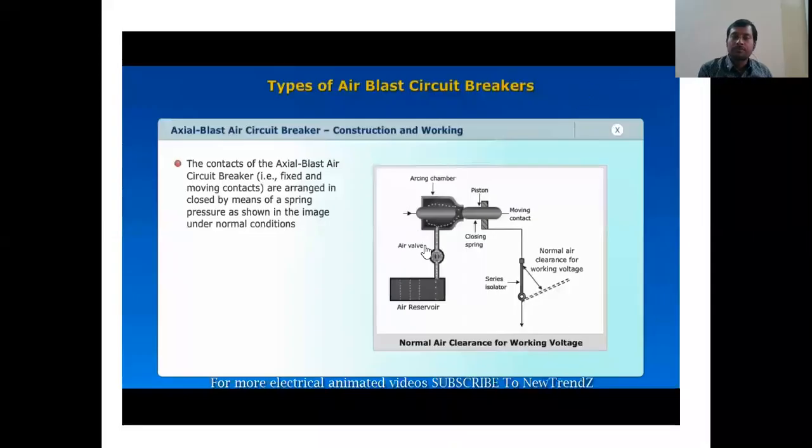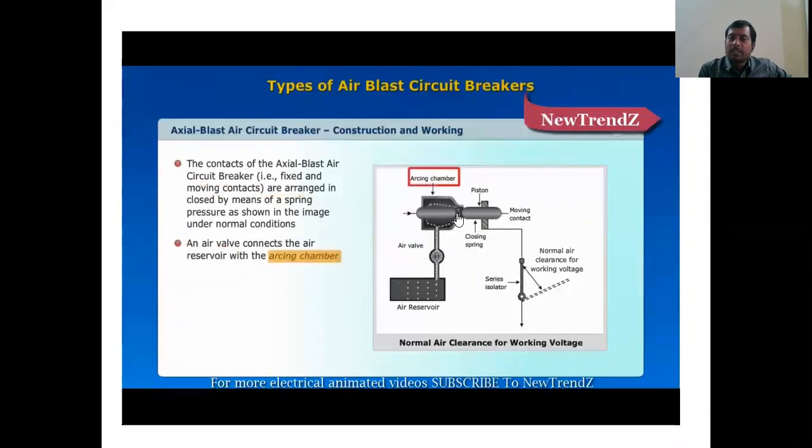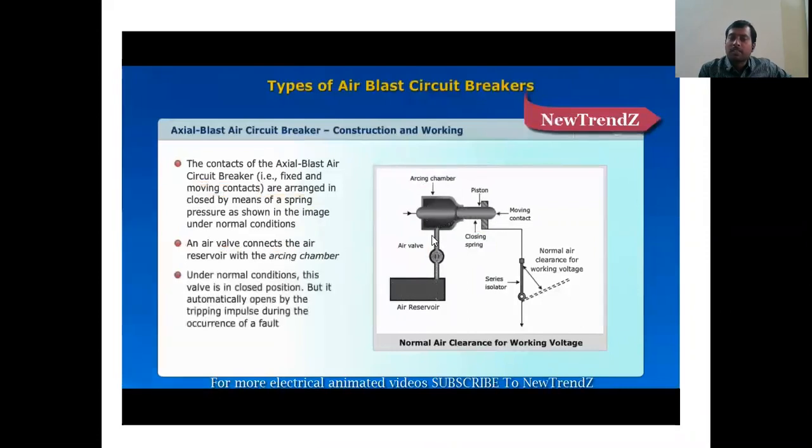So look at the animated diagram of the working of the air blast circuit breaker. This is the air reservoir, and whenever the air valve is opened, the air is released with high pressure. Look at this one. The air will flow in this direction, and the arc will be eliminated in the direction of the moving contact. This is the axial direction, the air flows in the axial direction.